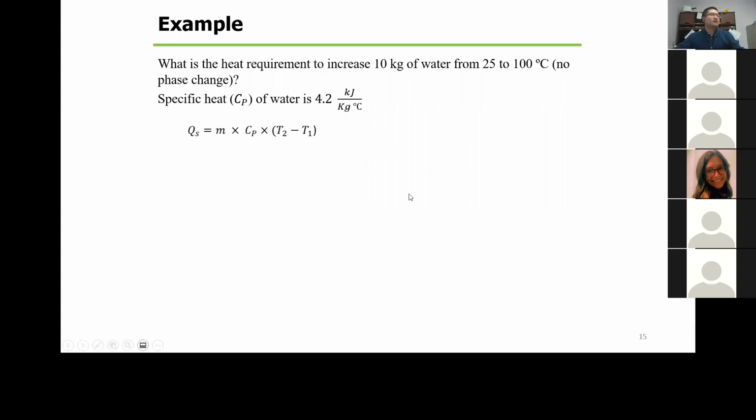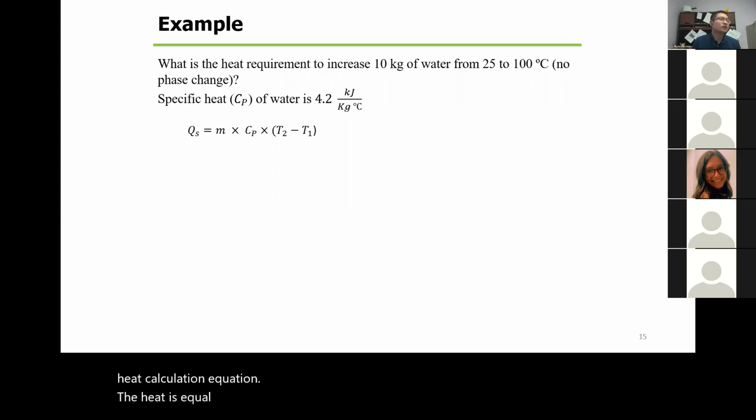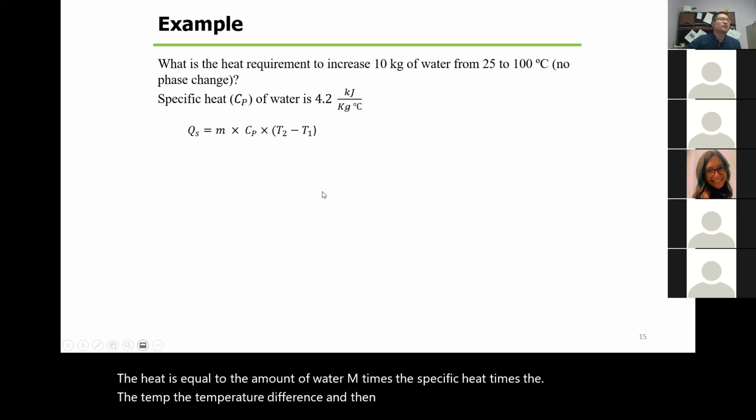Okay, let's go through the answer. This is the equation that we'll use. This is the sensible heat calculation equation. The heat is equal to the amount of water, M, times the specific heat, times the temperature difference. And then we just plug in the numbers.